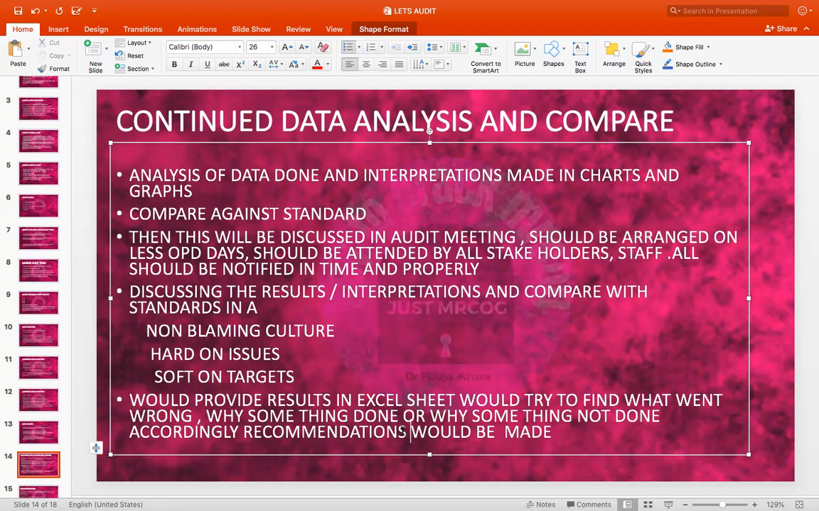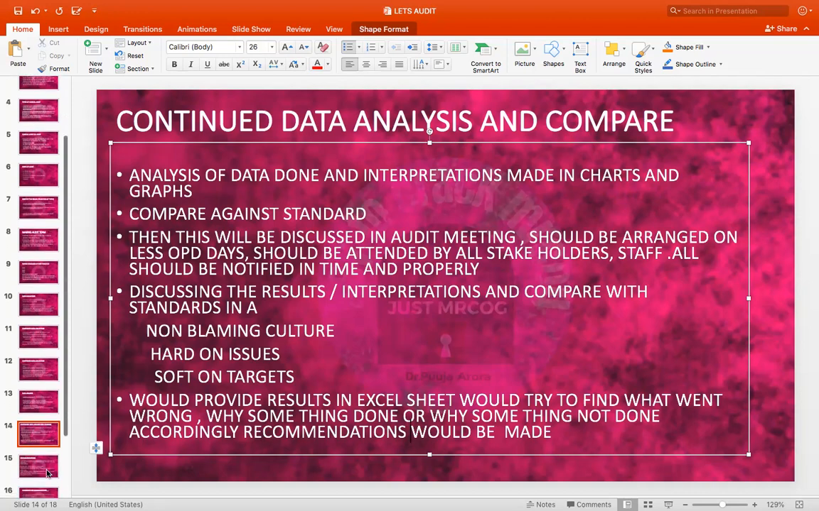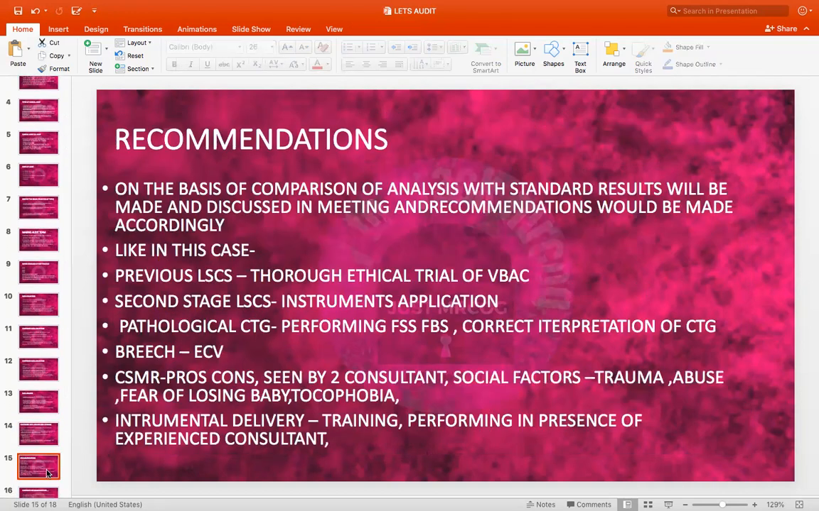So analyzing the result or the interpretation, what went wrong, why something has been done, why something has not been done, accordingly we'll make the recommendation. So on the basis of comparison of analysis with the standard, results will be made and discussed in the meeting, and recommendation would be made accordingly.